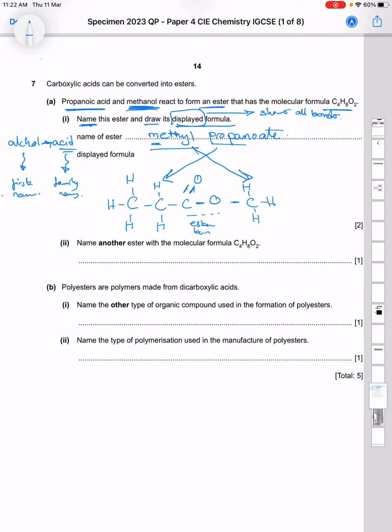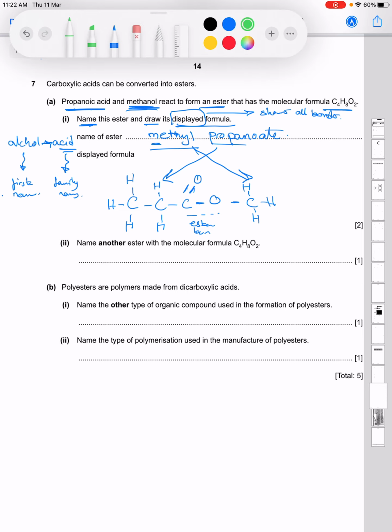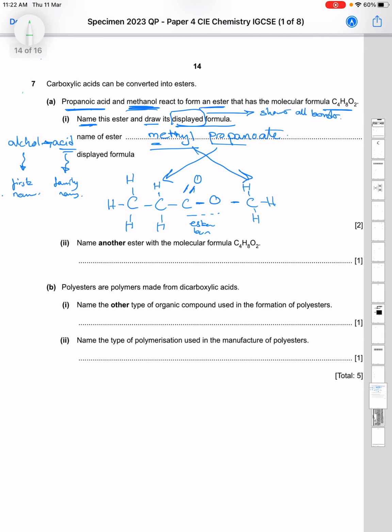You need to check if the number of carbon, hydrogen, oxygen matches this molecular formula. Let's check. 1, 2, 3, 4 carbon. For the hydrogen, 1, 2, 3, 4, 5, 6, 7, 8. And oxygen, 2 oxygen, so I'm good. This is correct. Name another ester with the same molecular formula. Another ester with the same molecular formula.